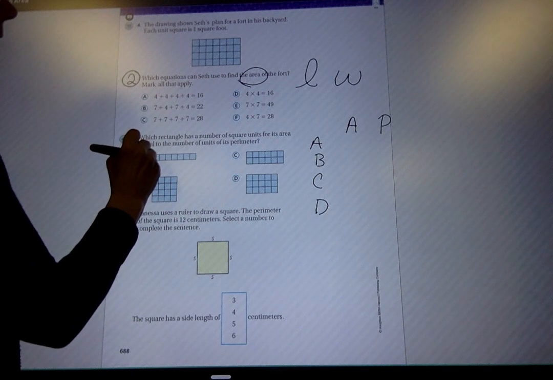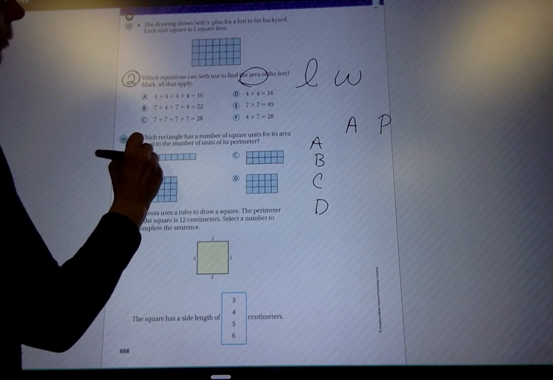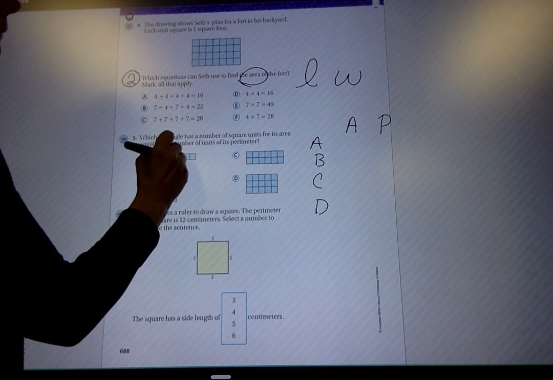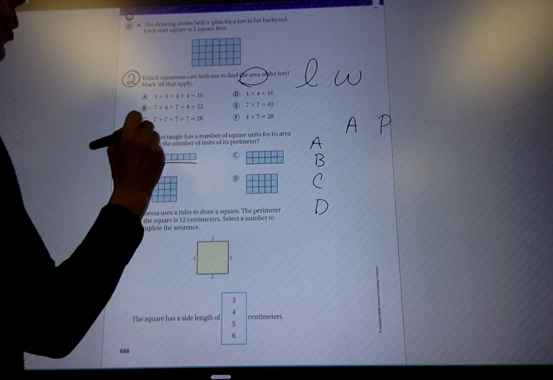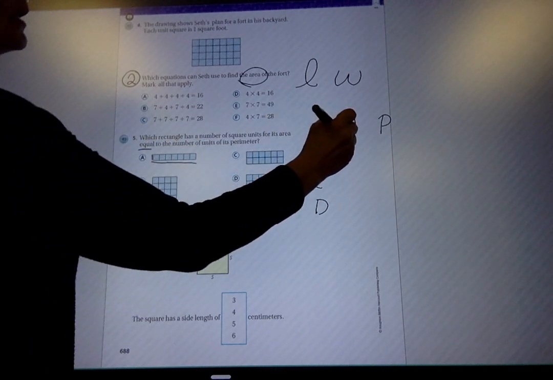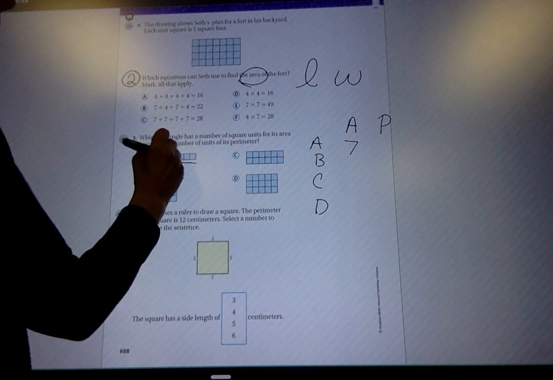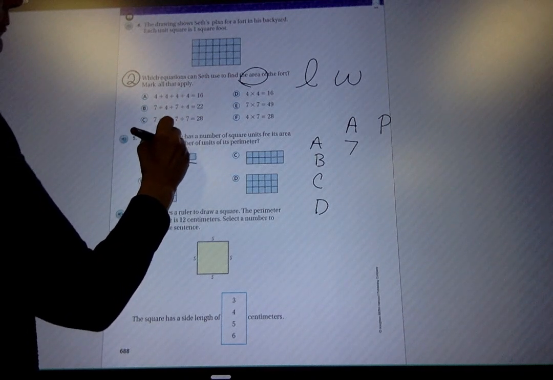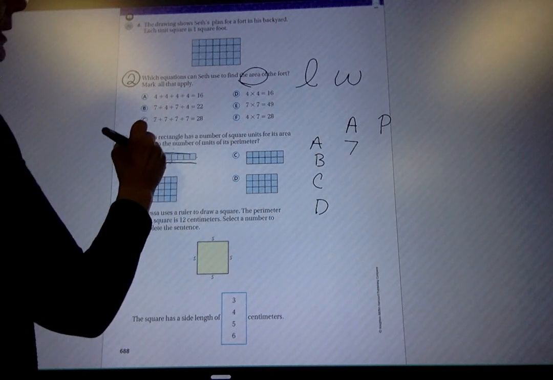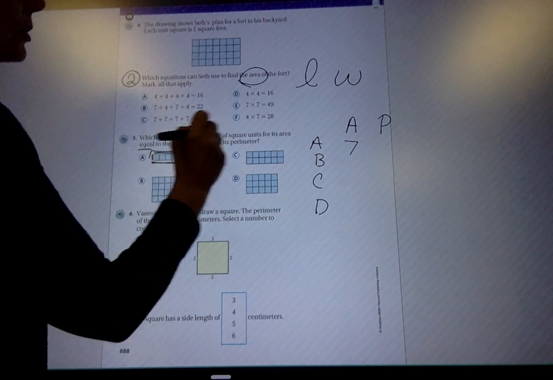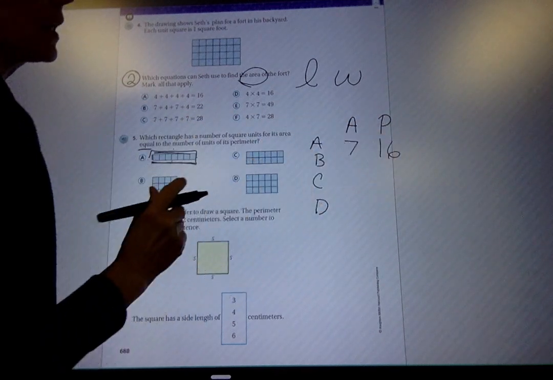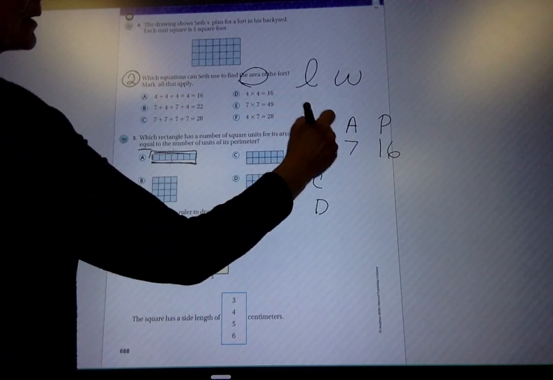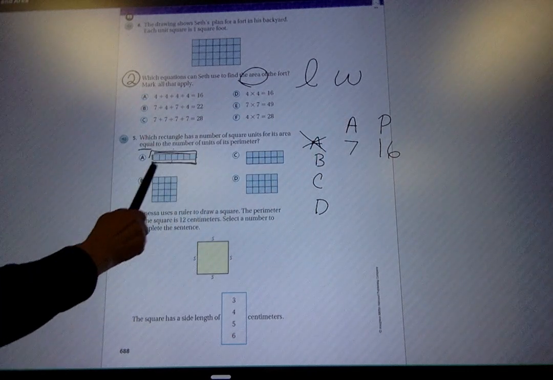We have 1, 2, 3, 4, 5, 6, 7. 1 times 7, the area is 7. But 7 plus 7 is 14. 15, 16. The outside perimeter is 16. Those are not the same, so it's not figure A. You try the other 3.